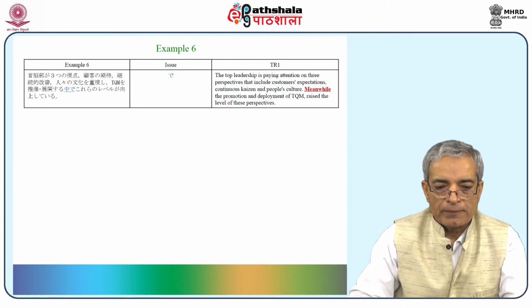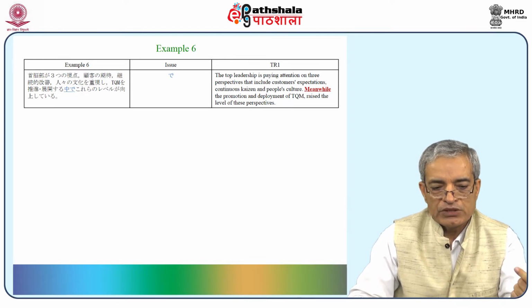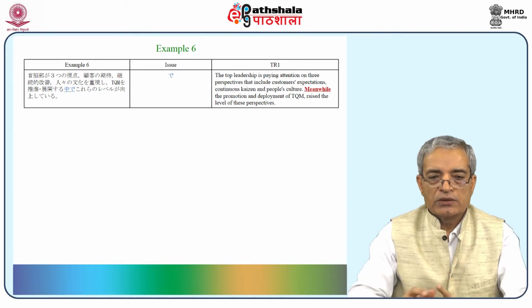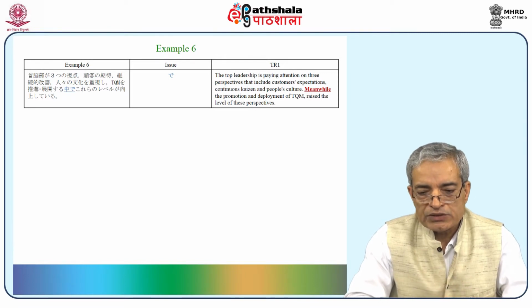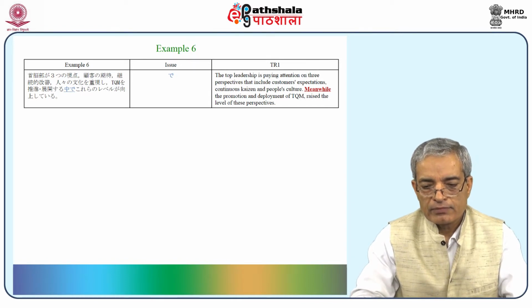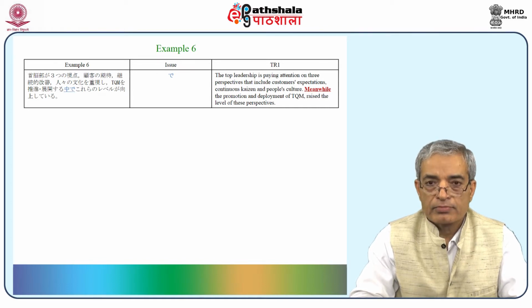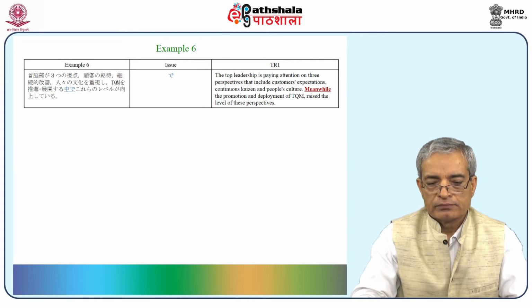Mitsu no shiten, kokyaku no kitai, keizoku teki kaizen, hitobito no bunka o jūshi shi, TQM o suishin tenkai suru naka de korera no level ga kōjō shiteru. Yes, please read the translation. The translation is: the top leadership is paying attention on three perspectives that include customers' expectations, continuous kaizen, and people's culture. Meanwhile, the promotion and development of TQM raise the level of these perspectives. Fine.